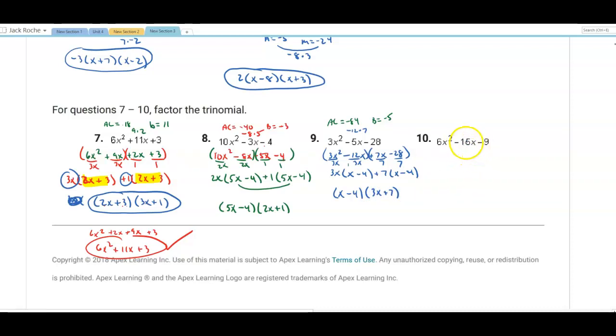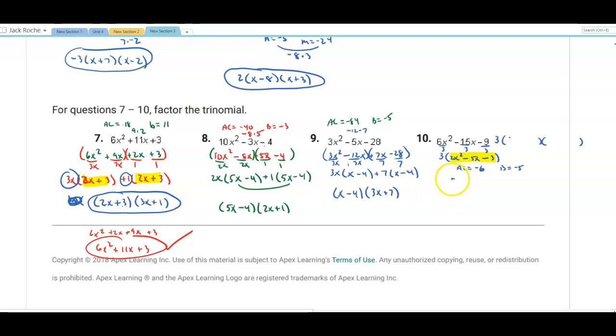Now my last one here, this is the tricky one. There is a greatest common factor here of 3. So I have to start with factoring out that 3. And please make sure you do that. You're left with 2x squared minus 5x minus 3. Now I have to use the AC method on this part here. AC in this case, 2 times negative 3 is negative 6. The middle term is negative 5. So right away I'm going to go up here and say my final answer is going to look something like this.